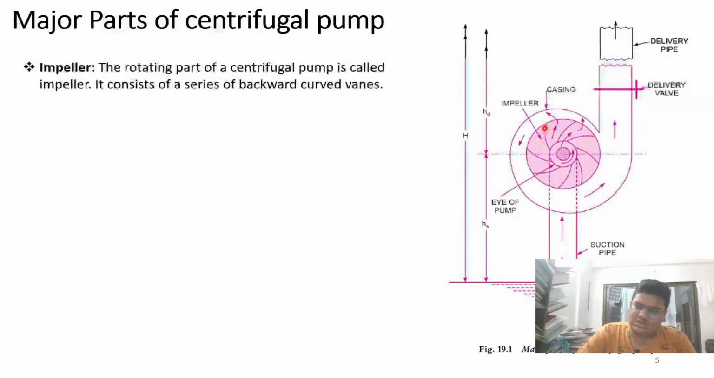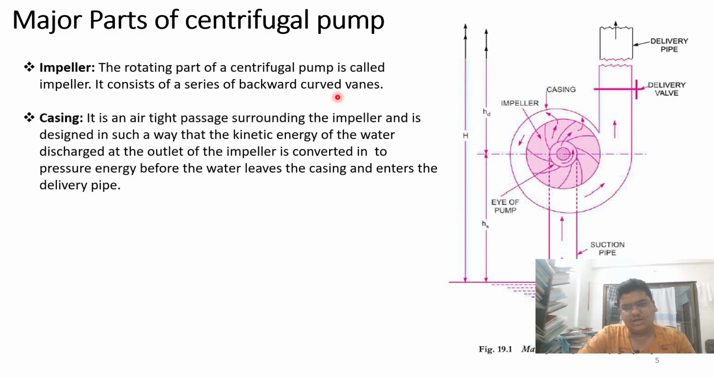The impeller, which is the rotating part of the centrifugal pump, generates the centrifugal force which creates the pressure energy, converting the mechanical energy of the pump into pressure energy. Let us know more about the impeller. The rotating part of a centrifugal pump is called the impeller. It consists of a series of backward curved vanes. Like these vanes, you can observe they are curved, and there are many vanes in series.